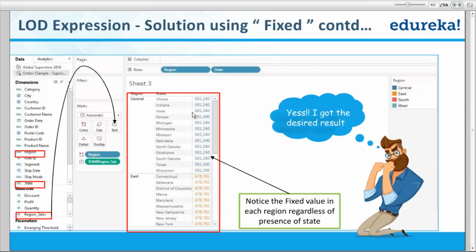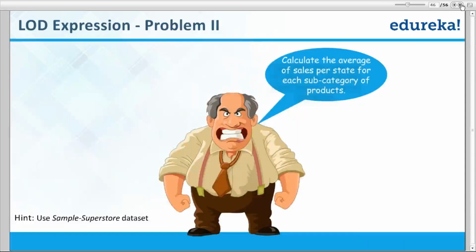Whenever you are using a fixed expression, there is something called replication which happens. That's why the values are getting repeated across all the panes, because it is fixing based on the region level. So the same value is getting repeated across. Okay. The next one is calculate the average of sales per state for each subcategory of product.